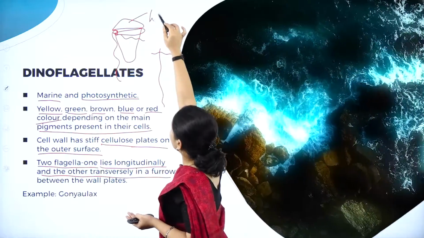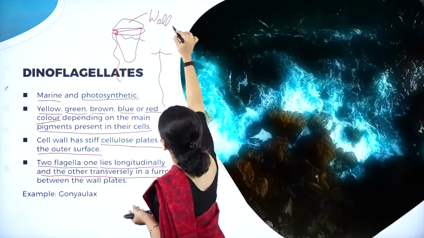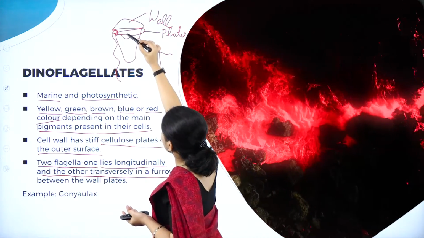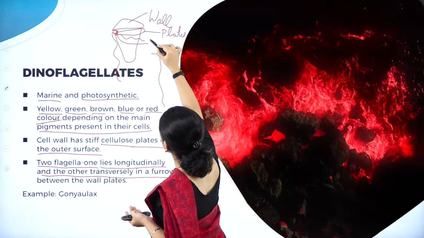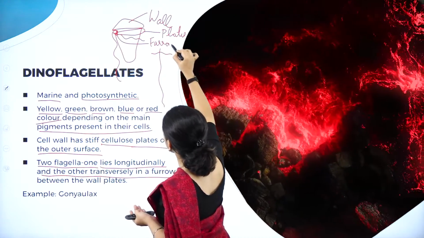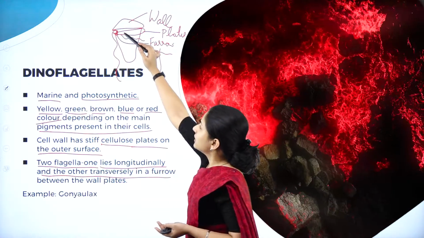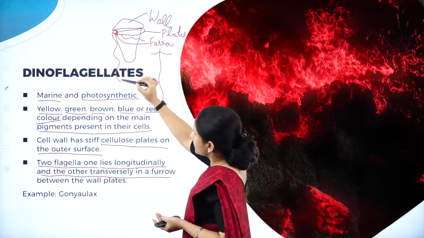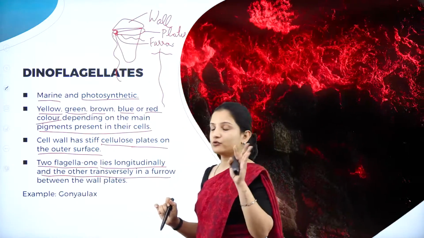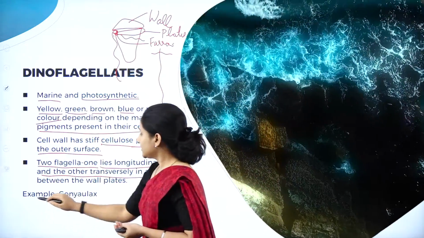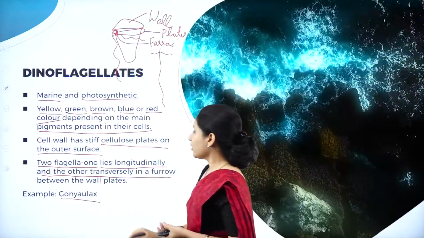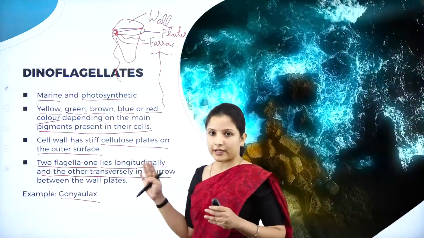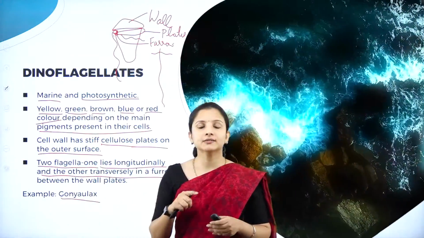So these are the wall plates. In between these wall plates, there is a small opening or a furrow, a small depression, from which the two flagella arise. One longitudinal flagellum and one transverse flagellum. Two flagella will arise. And the best example is Gonyaulax. Gonyaulax is one of the best examples of a dinoflagellate, and this Gonyaulax is red in color.